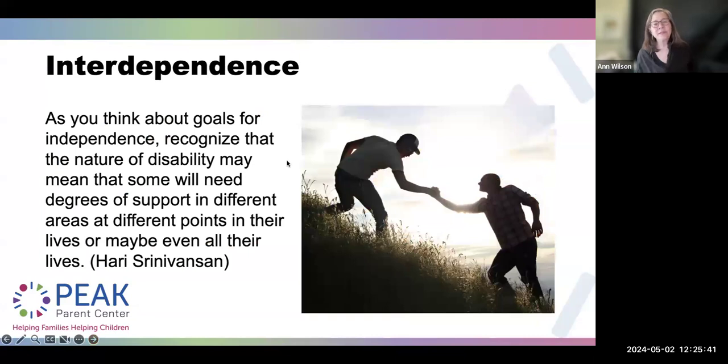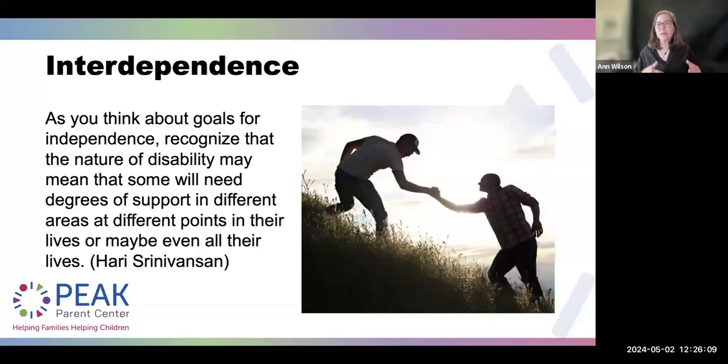This is sort of a paraphrase of a quote, but I like this. It's from Hari Srinivasan. If you're not familiar with him, you could Google him. He writes interesting things and has a very insightful perspective. He says, as you think about goals for independence, recognize that the nature of disability may mean that some will need degrees of support in different areas at different points in their lives, or maybe even all their lives.